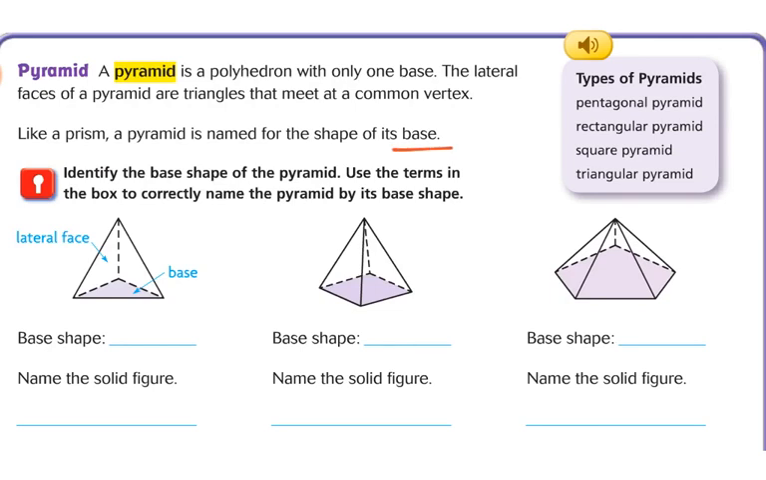So next it says, identify the base of the pyramid and then use the terms in the box to correctly name it. So the base in these examples is shaded in a light lavender, purplish color, and that's what we're going to name first. So we see that the first one is a triangle base. And then we go over to our list and we see that would be a triangular pyramid.